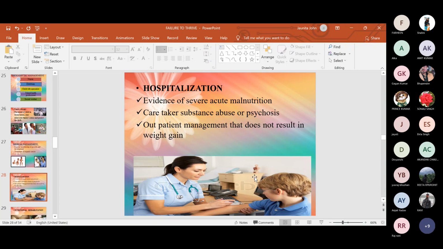Next was caretaker substance abuse. If the mother is into any substance abuse or psychosis, then at that time hospitalization will be needed. Outpatient management, as I told yesterday, does not result in weight gain.